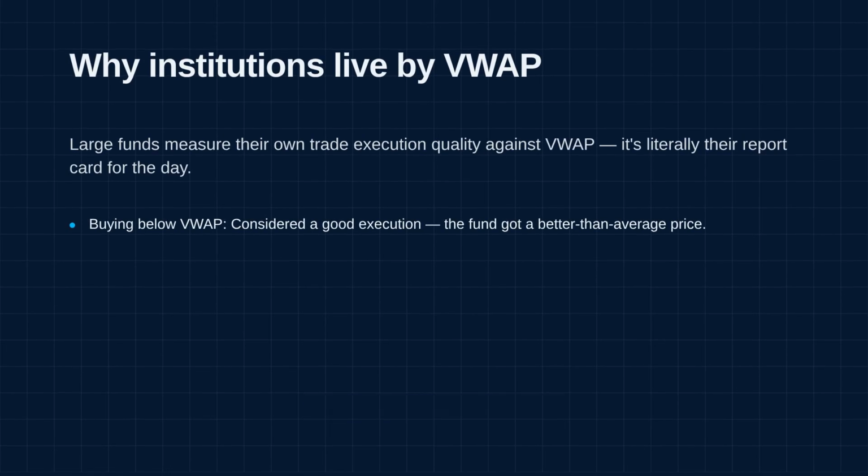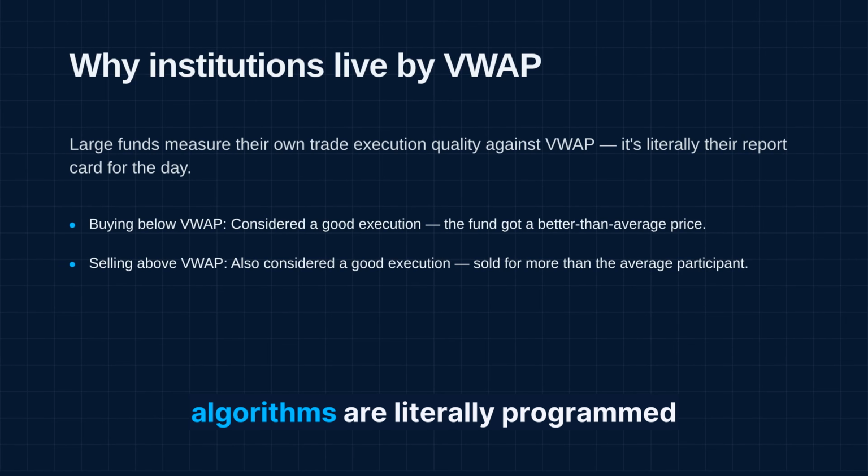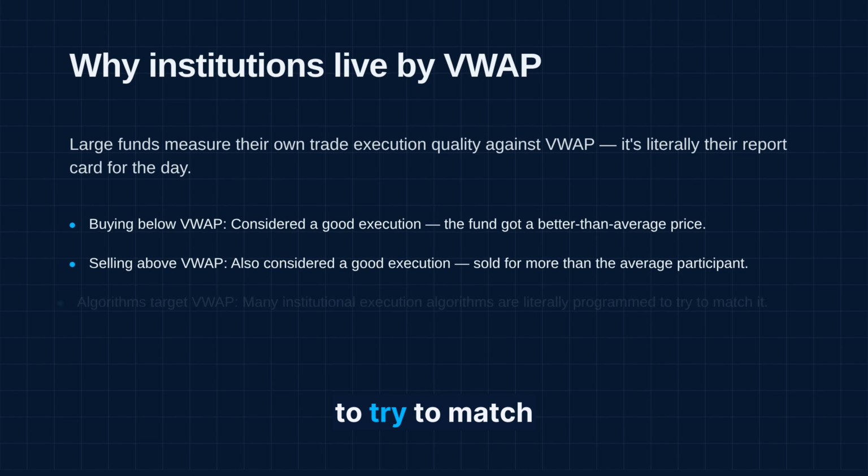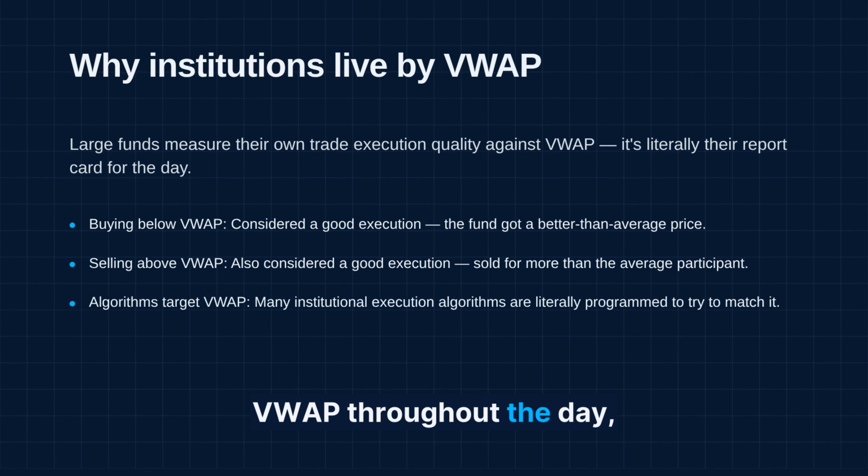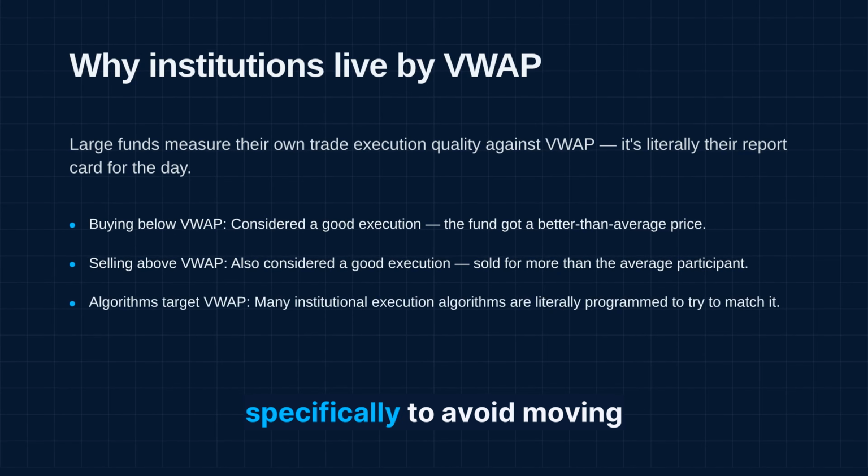If they need to sell and they get filled above VWAP, same thing, good execution. This is exactly why so many institutional execution algorithms are literally programmed to try to match VWAP throughout the day, spreading large orders out specifically to avoid moving the average against themselves.